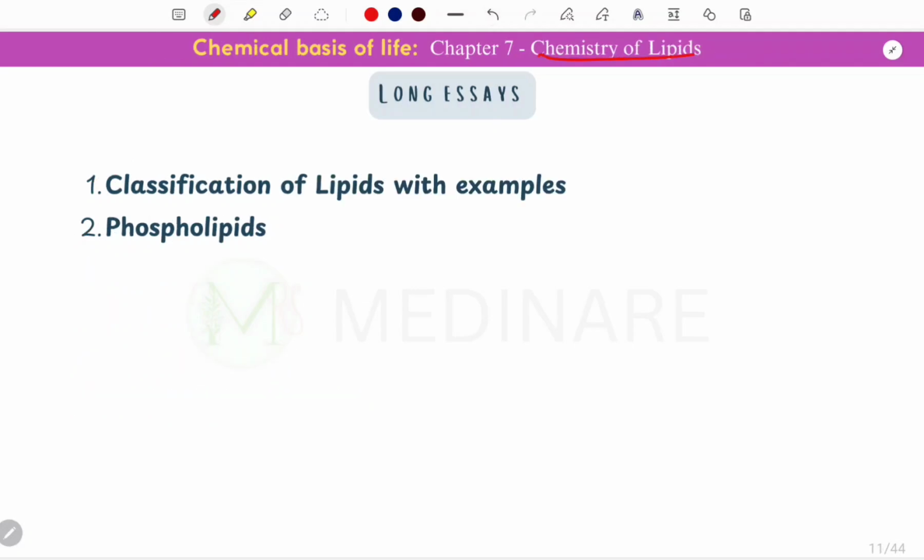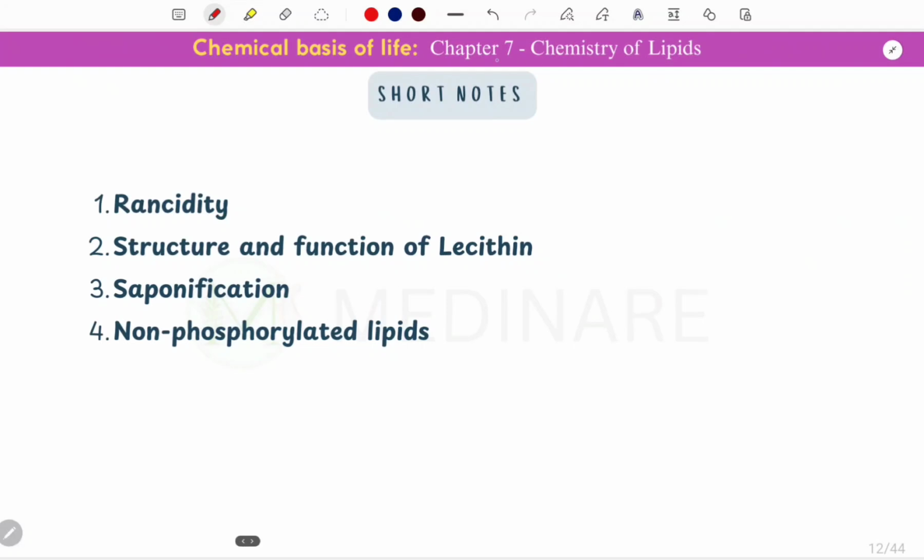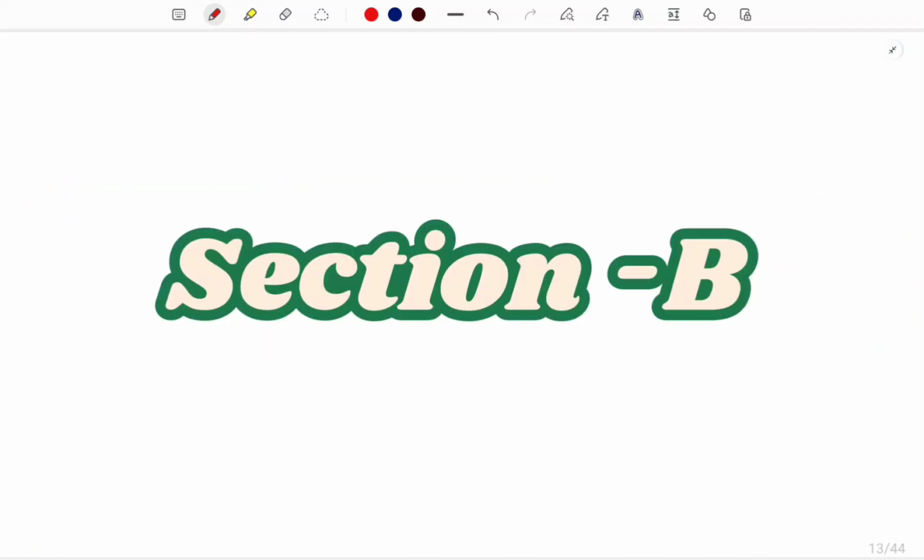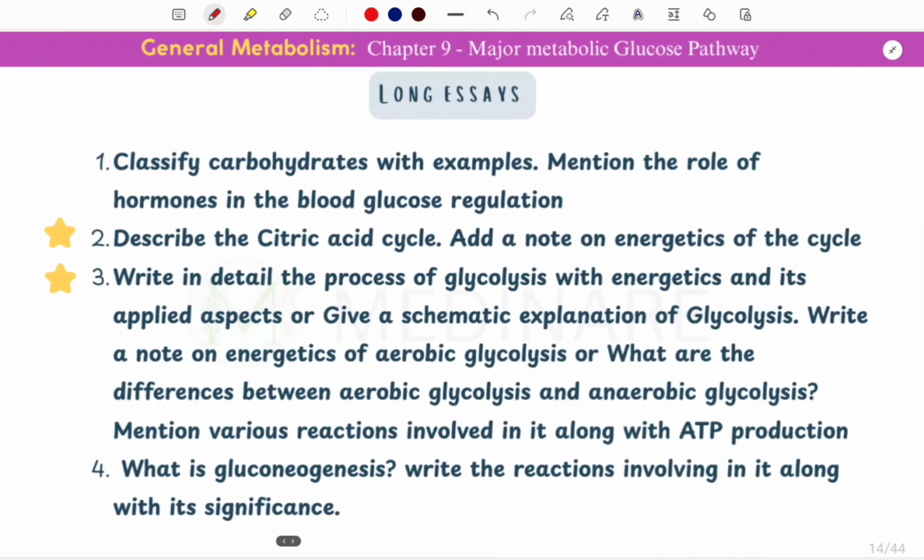Moving on, we have chemistry of lipids. For the long essay, we should classify the lipids with examples of each, and the next question is to write about phospholipids. Next, in the same chapter, we have these short notes like rancidity, structure and function of lecithin, saponification and non-phosphorylated lipids. That's it for section A. Now let's move on to section B.